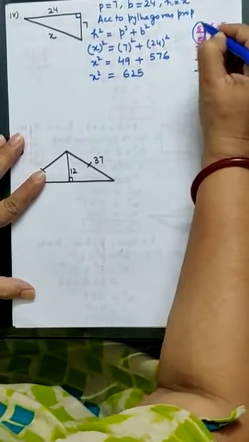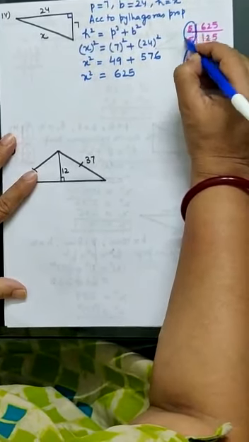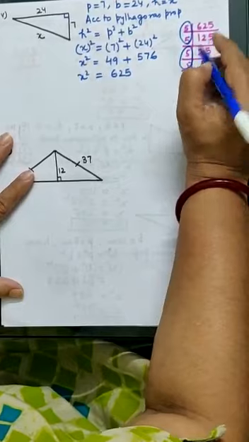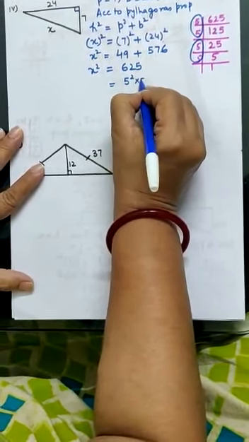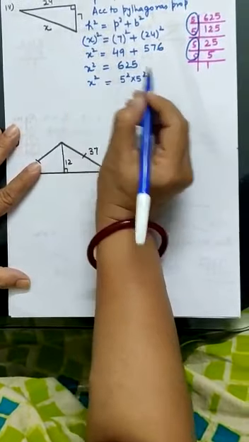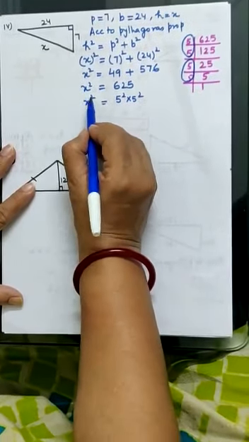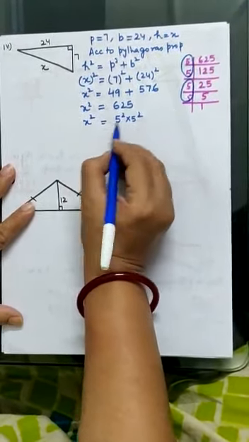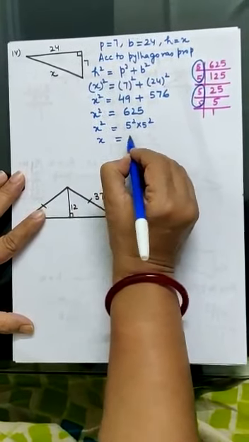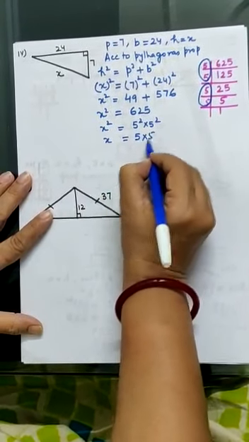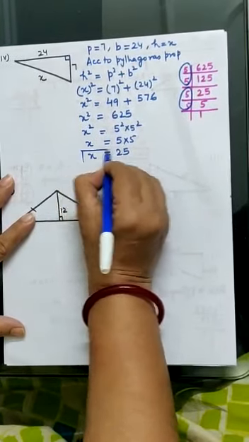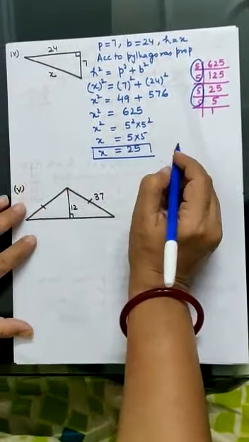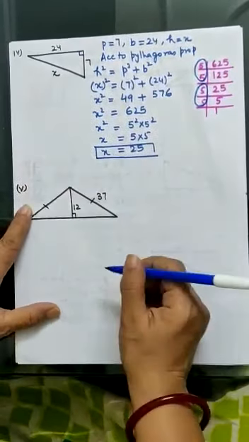5 into 5, 5 into 5. Means this is 5 into 5 is 5 square, 5 into 5 is 5 square. So instead of 625, we can write down 5 square into 5 square, which is equal to x square. And when we know that if the powers are same, we delete the powers. So this becomes x is equal to 5 into 5, which is equal to 25. So here the value of x is 25. Understood?